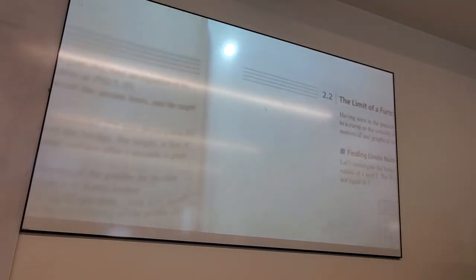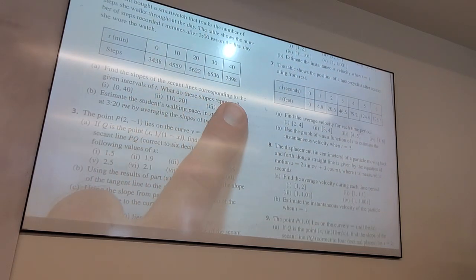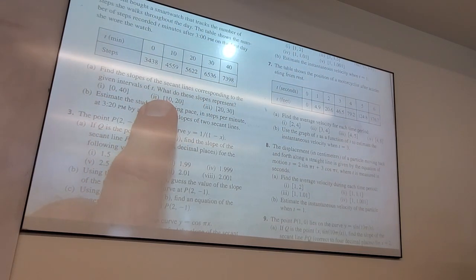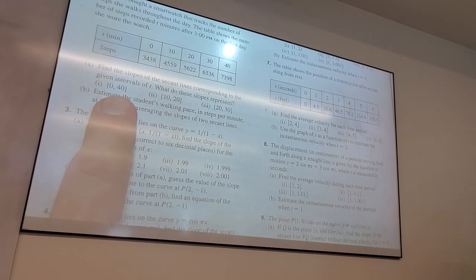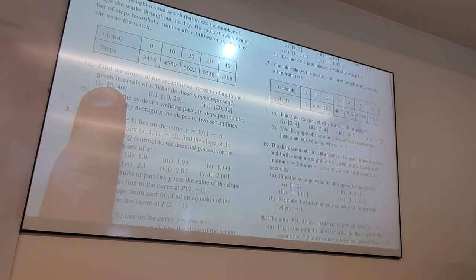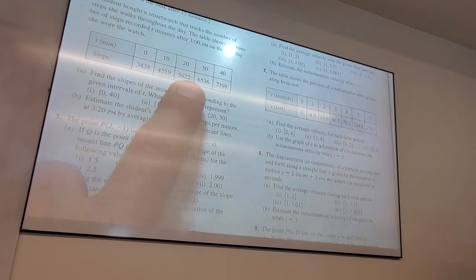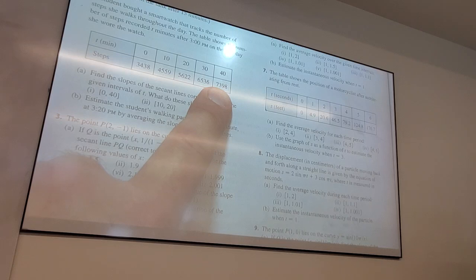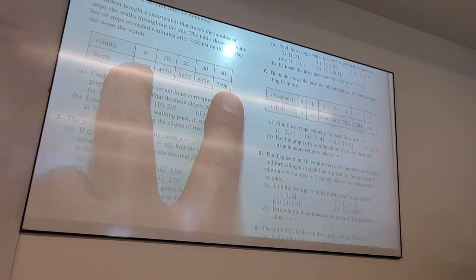So looking back at this, it says find the slopes of the secant lines corresponding to the given intervals. This is the intervals of t, yes? So what's the point 0, comma what? 34, 38. And then I got the point 40, comma 73. So all this problem is asking you to do is find the slope between those two points.